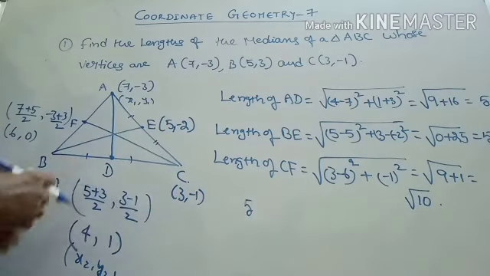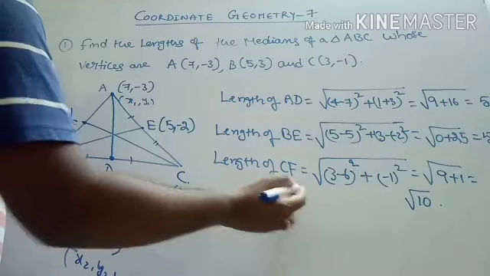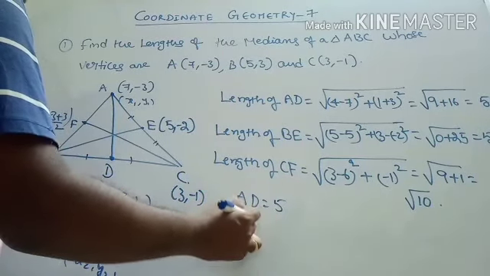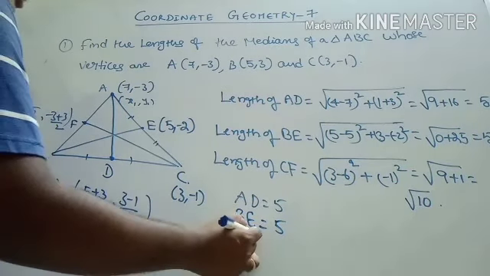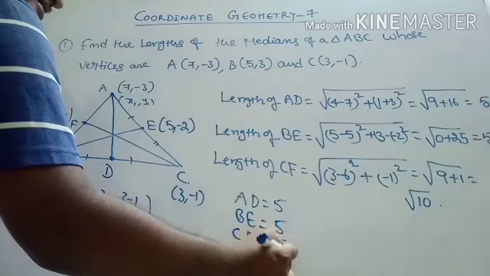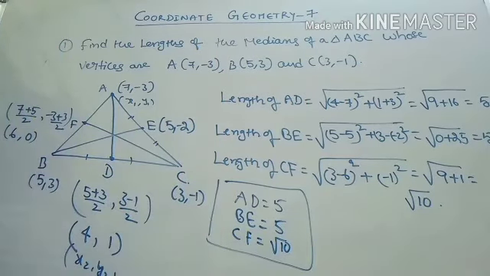We have got the lengths of the medians as follows: AD we got as 5 units, and BE length we have got as 5 units. And the last one, the length of the median CF, we have got as root 10. See, in this way we found the lengths of the medians. After finding the midpoints, we got all these lengths.